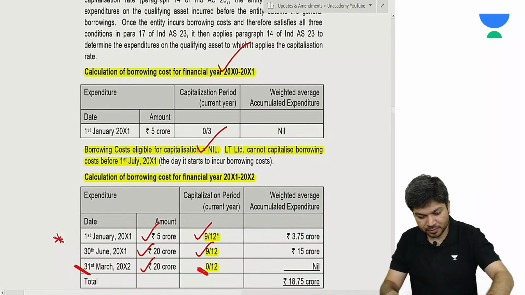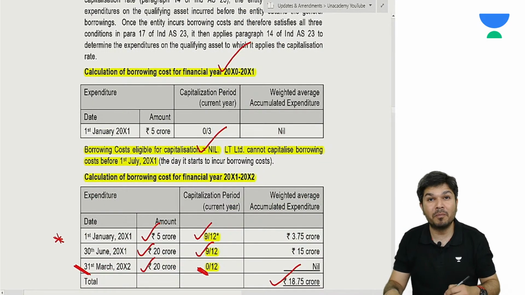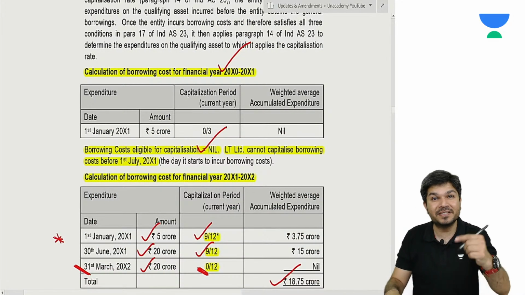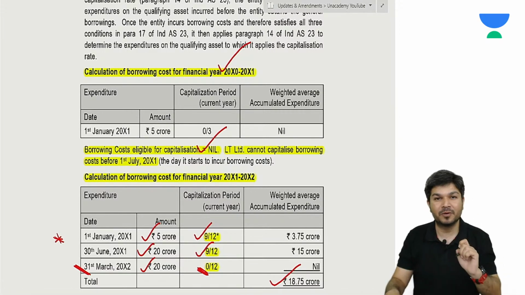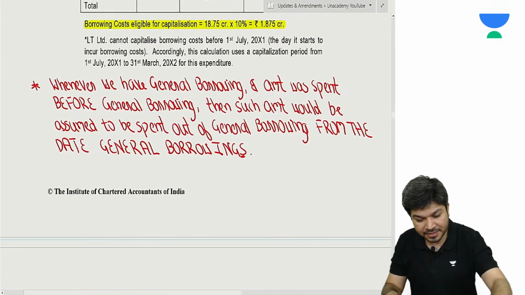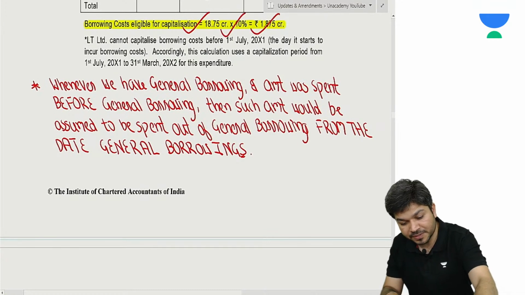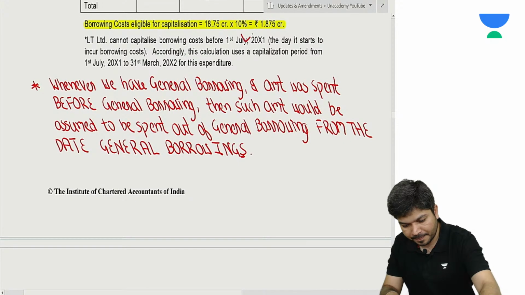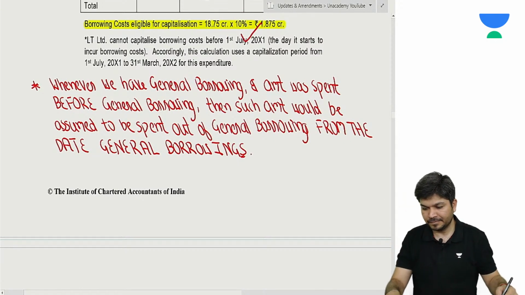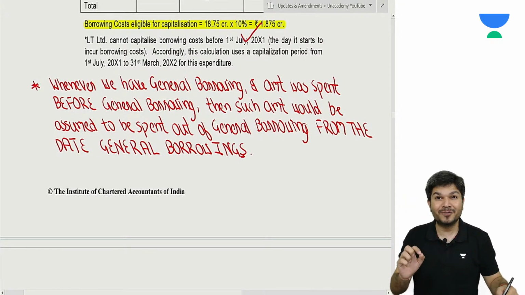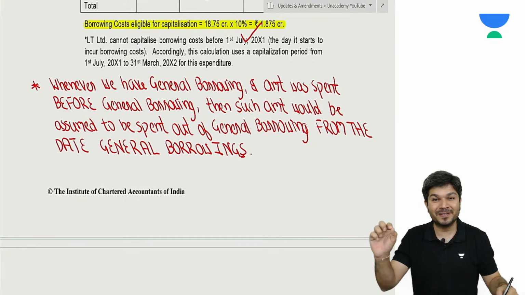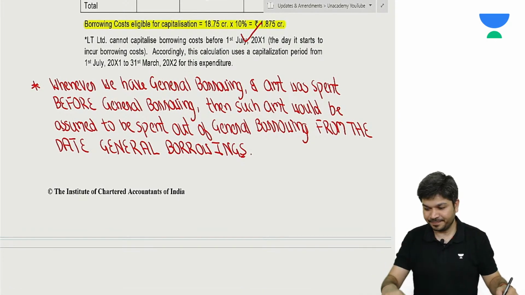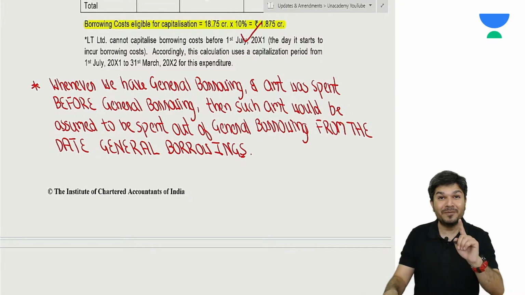Okay, so here this much amount is spent out of your borrowing. On this, the interest rate is 10%. Only one type, only debentures at 10%. So capitalization is 18.75 into 10%, 1.875. Did you get it? I'm telling you, whichever questions are a bit different, the important ones, I'm taking in detail. Now, one more year.